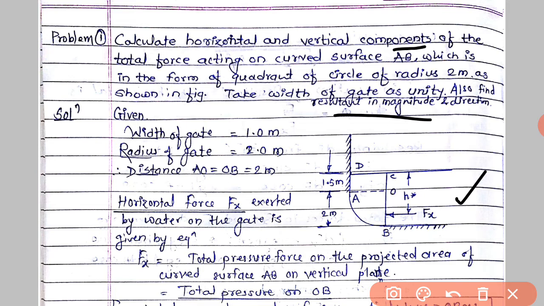So first we have to draw this figure. See, AB will be this curved surface, the radius will be 2 meter, take point O here, this will be point C, this will be point D, and point A will be 1.5 meter below from the free liquid surface, and so Fx will act on surface OB.